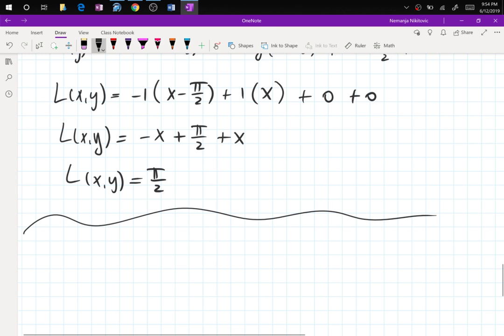When they ask you to linearize, your job is just to find the tangent plane, which is what the book wants. There is a second part that you can add to the problem, and that is computing some value in that tangent plane.